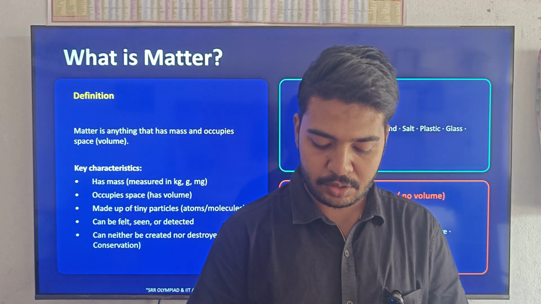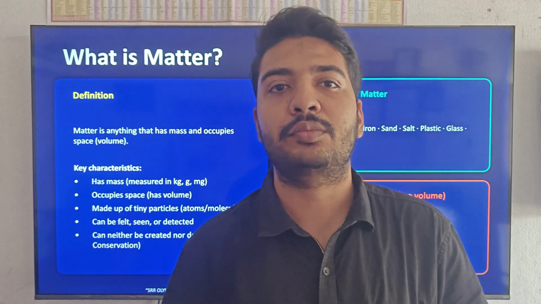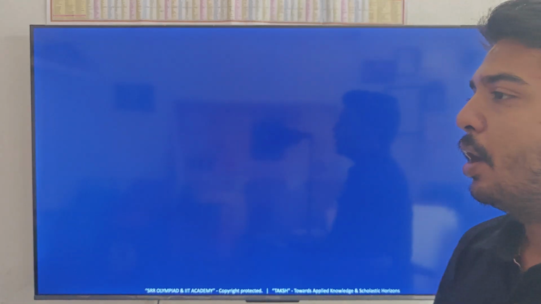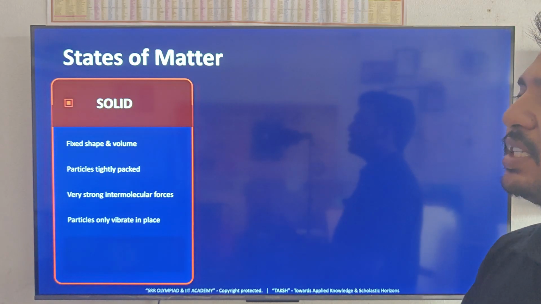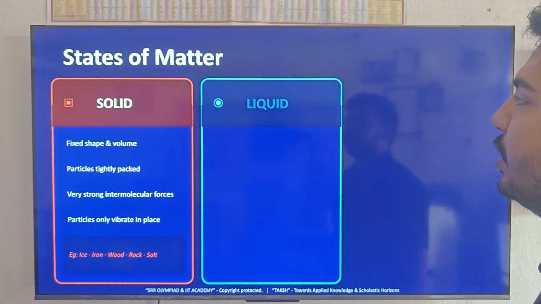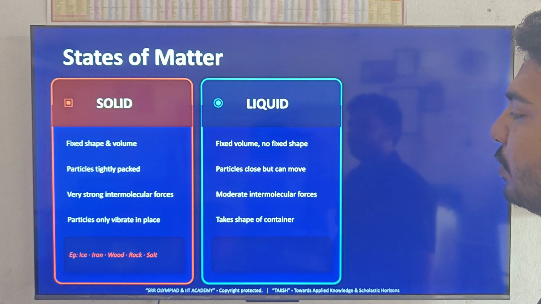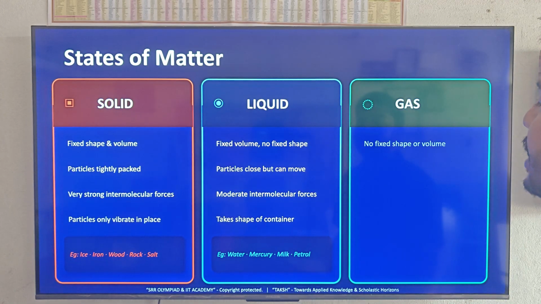If we go to the next part, what are the states of matter? Actually, there are three states of matter. The first one is solid, the second one is liquid, and the third one is gas.